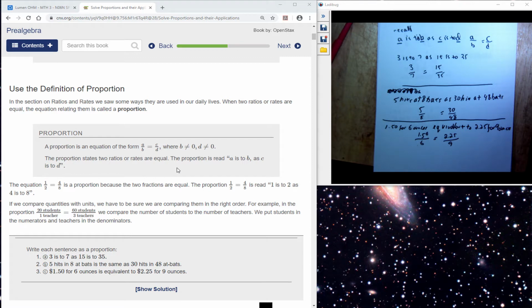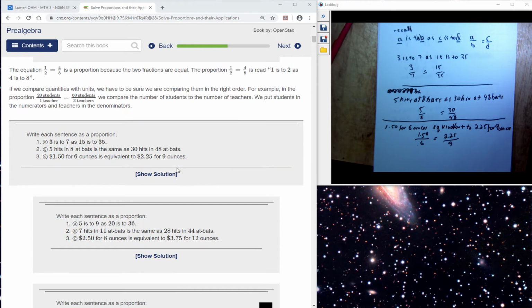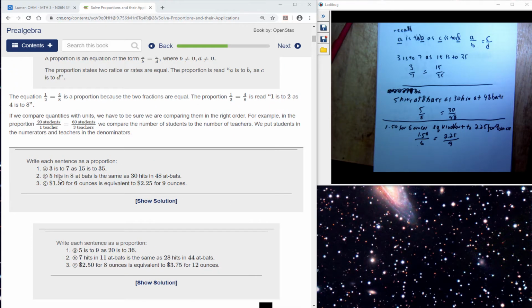What is a proportion? A proportion is simply a statement of equality between two ratios or rates. It could be said literally as A is to B as C is to D. First problem, they ask you to translate from literal to arithmetic.